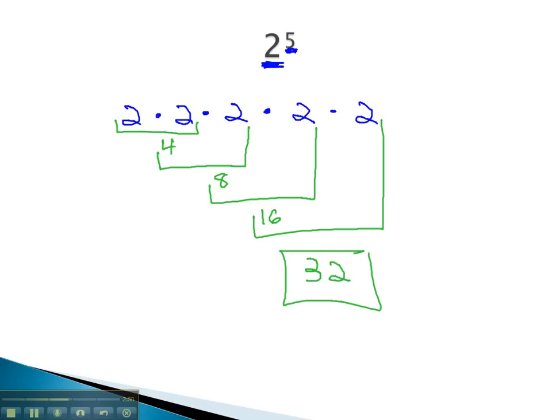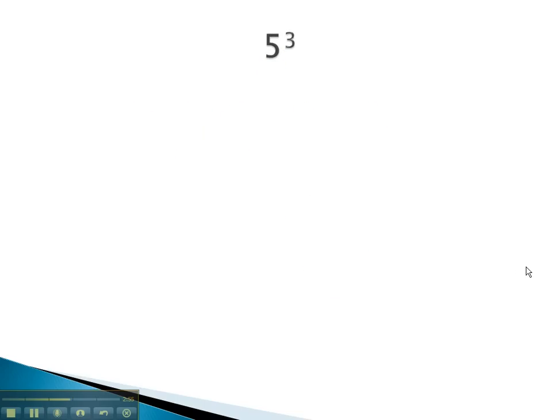Let's try one more example where we evaluate an exponent. Here we're asked to find 5 to the 3rd power. This means we have the number 5 repeated 3 times. 5 times 5 times 5. Now, just multiplying this out will give us our solution.